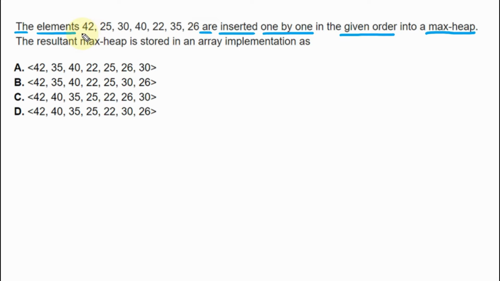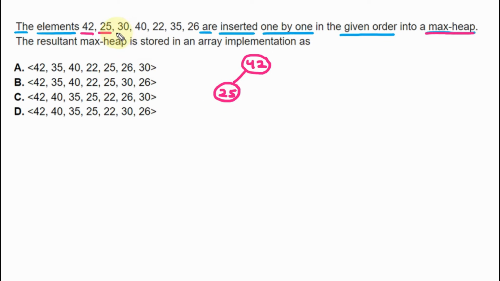We will start with the first element, that is 42. So 42 will become the root element. Next element is 25. We always start inserting from left to right, means first of all we need to fill the left child. So here on the left we have inserted 25. As we know it is the max heap, we should have the largest element on the top, then the second largest and so on. So here the property is followed, 42 is greater, then afterward 25. No problem, it is following the max heap property.